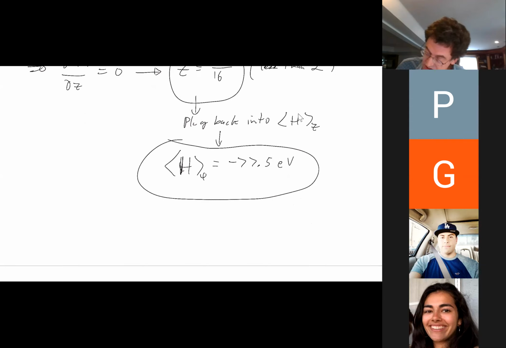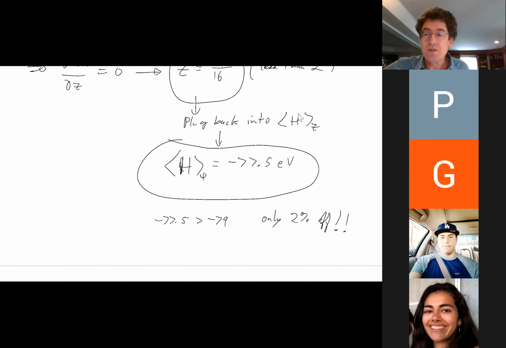And so notice that negative 77.5 is greater than negative 79, but it's pretty good. It's only 2% off. So we just solved a really hard, significant problem using the variational principle.